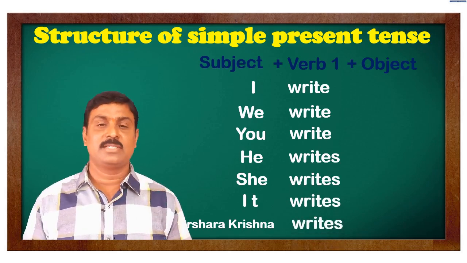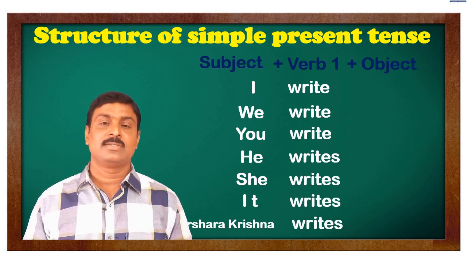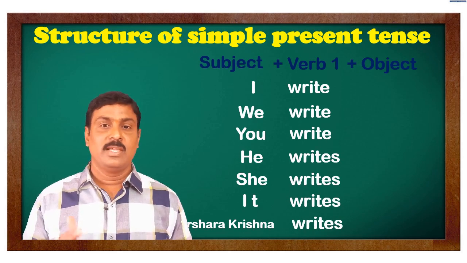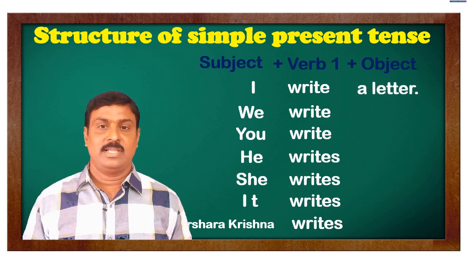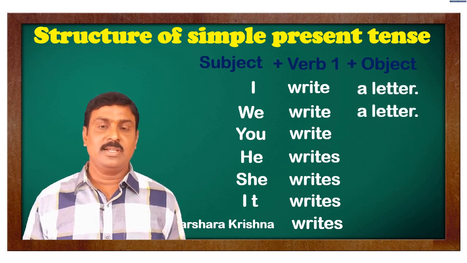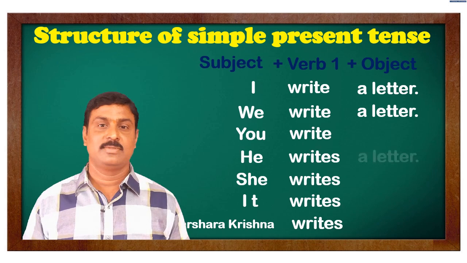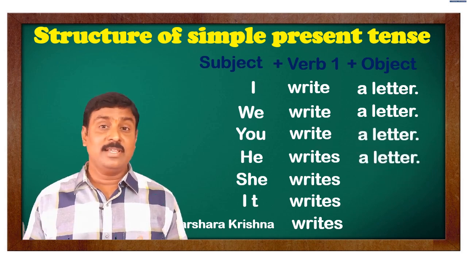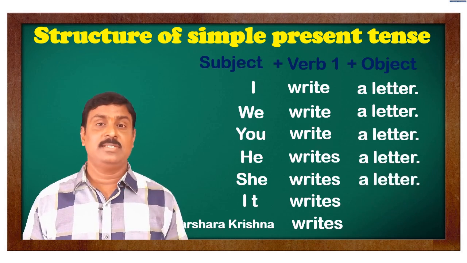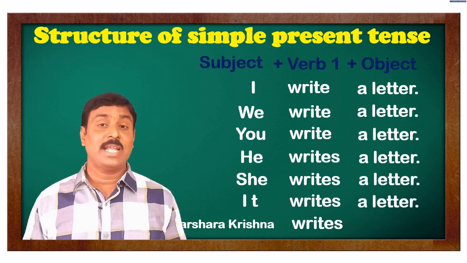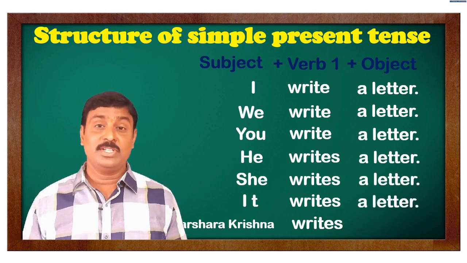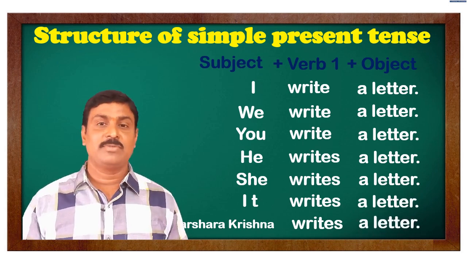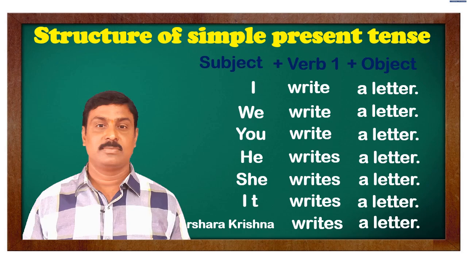Okay, let's complete the sentence by adding the object to get a meaningful sentence. I write a letter every day. We write a letter every day. You write a letter every day. He writes a letter every day. She writes a letter every day. It writes a letter every day. Harshara Krishna writes a letter every day. There you have the simple present tense.